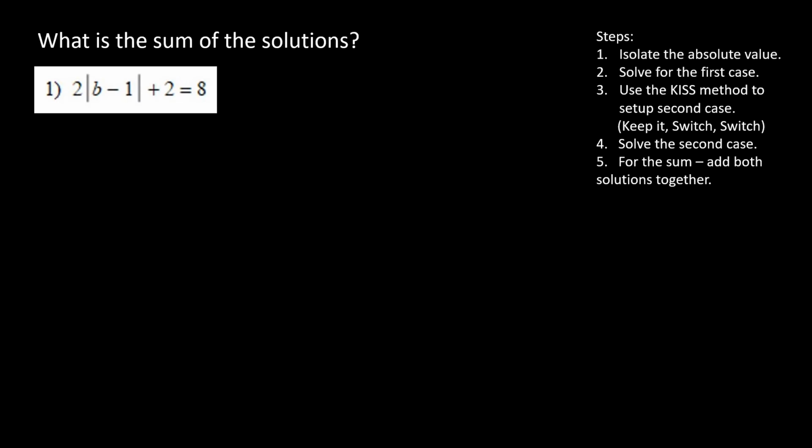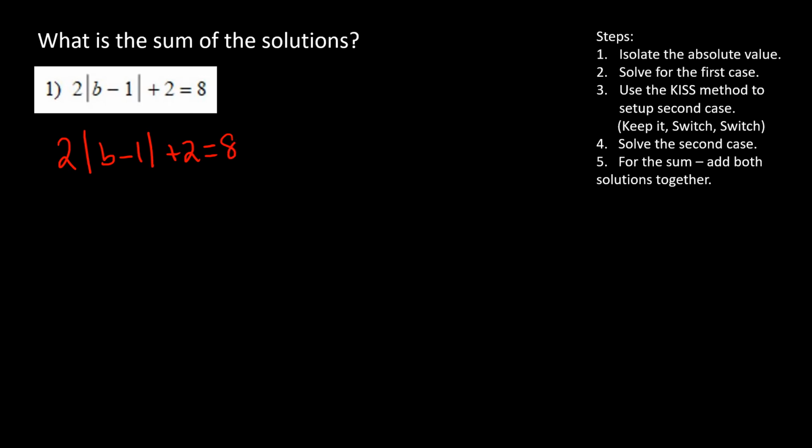So on this one here, I'm asking you to solve for your b values, or your x value, or whatever we're asking to solve for. But I'm asking you also to add those solutions up. So just like a little twist here. We already know that those tests always do that kind of stuff, so let's get ready for it. We're going to set this up as 2 times the absolute value of b minus 1, plus 2 equals 8.